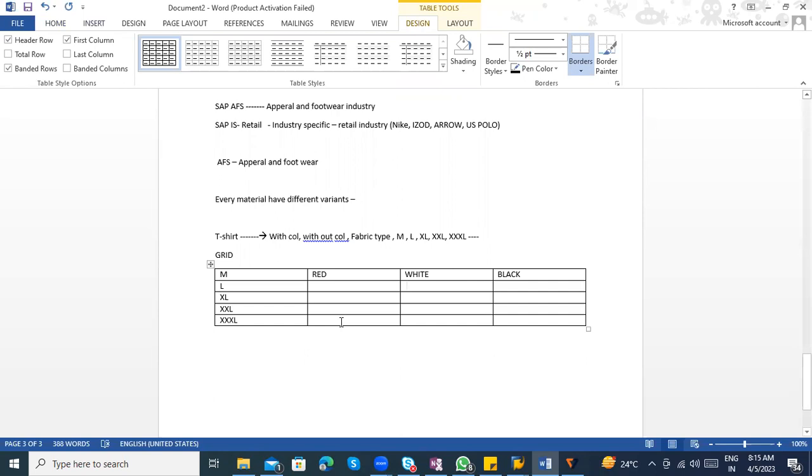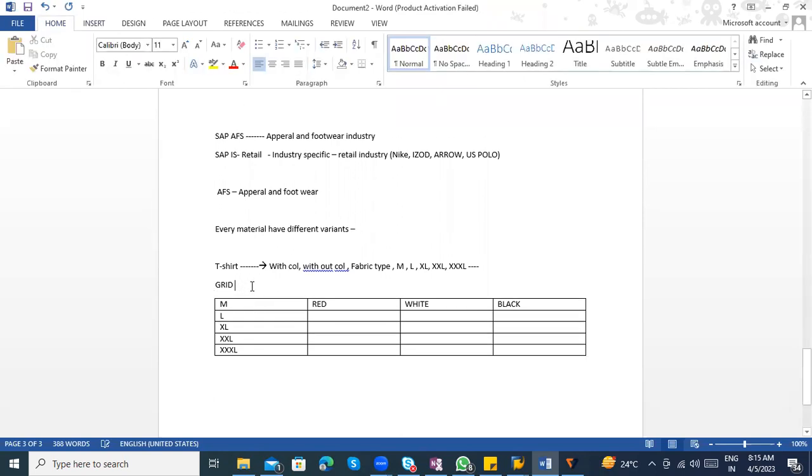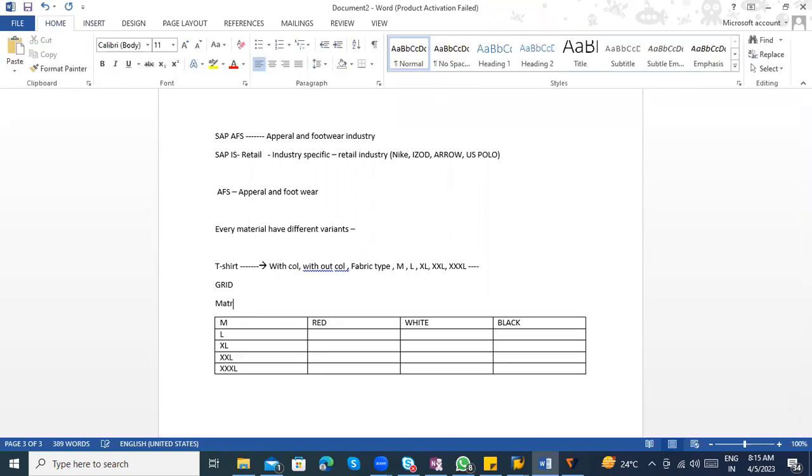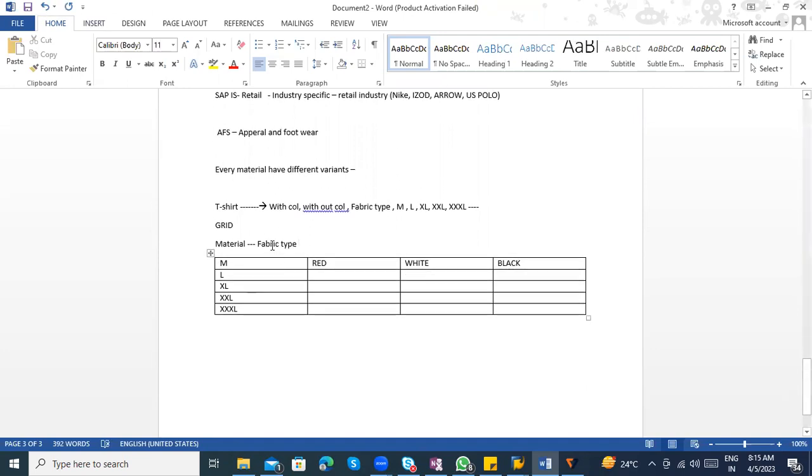When creating a material, the fabric type will be different, and each material has a different fabric type. Fabric type will not be considered in the variant, but when it is a different fabric type, the material number, the identification number, will also be different. But when the sizes are different and the material is the same, then we can maintain the grid. We'll be maintaining it like this.